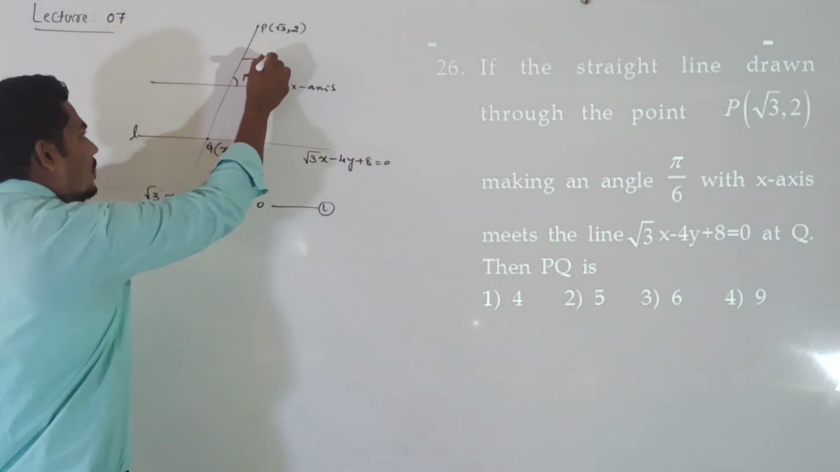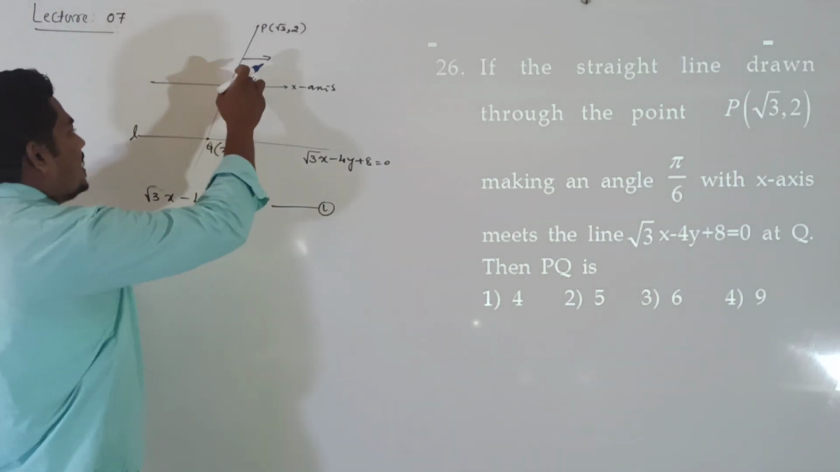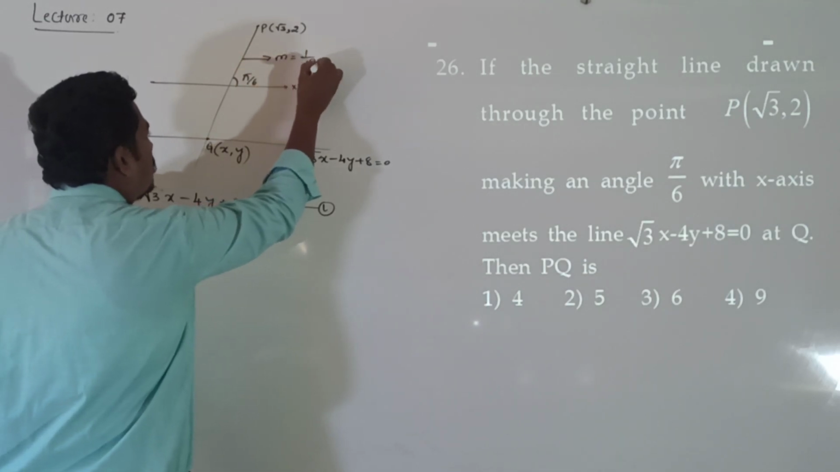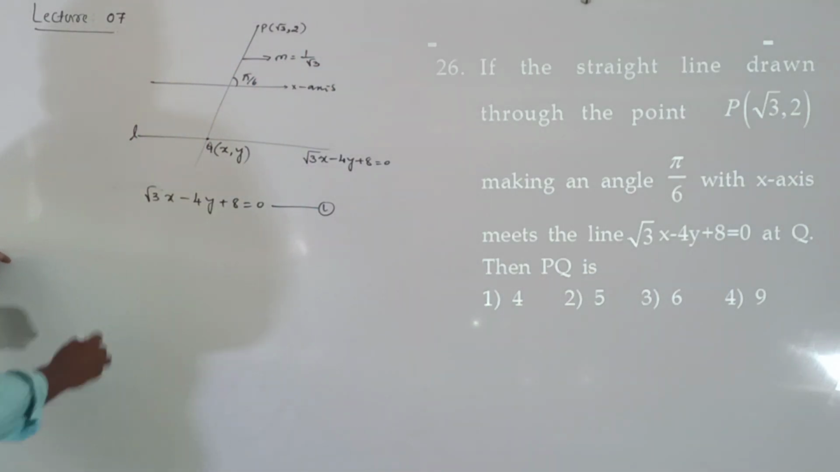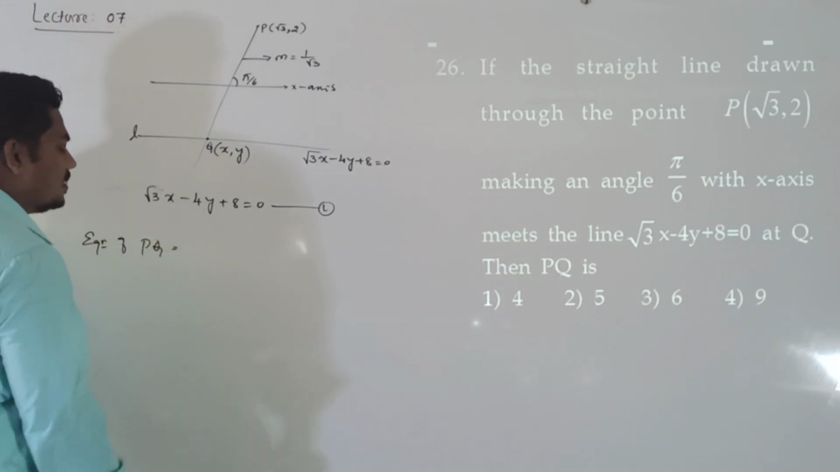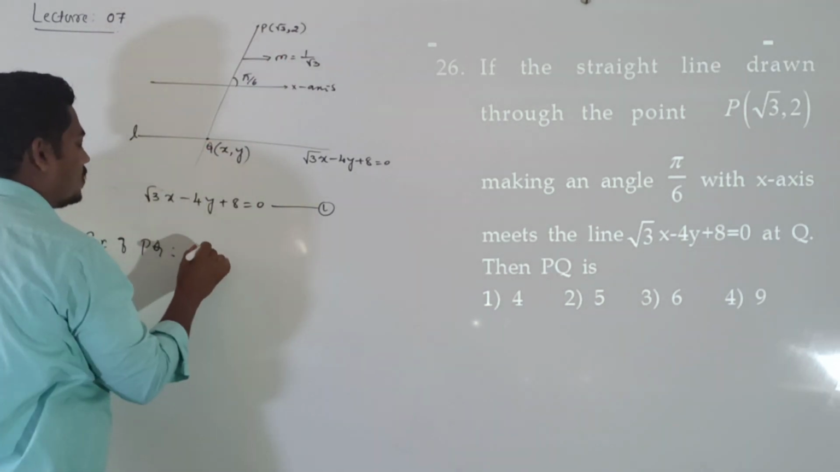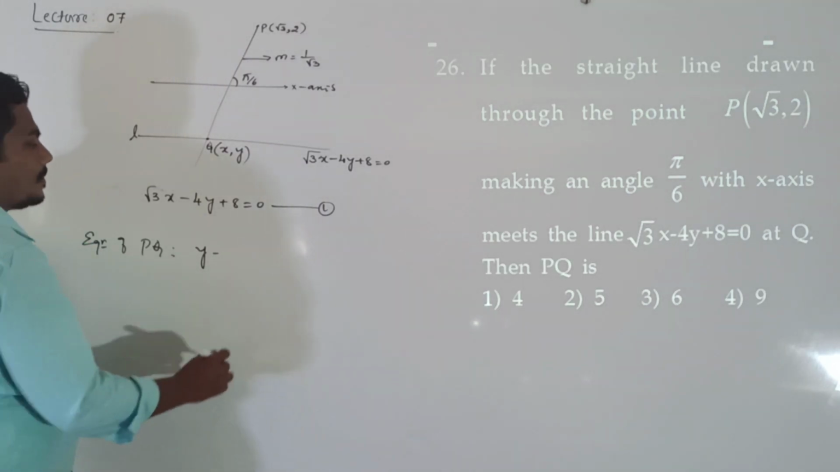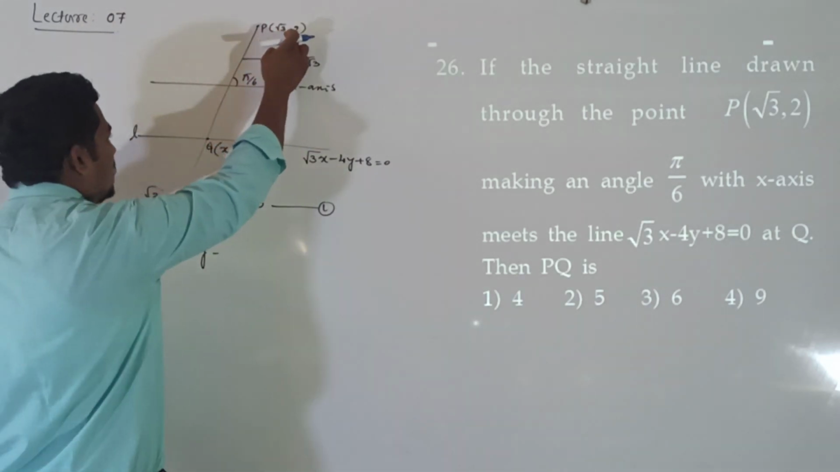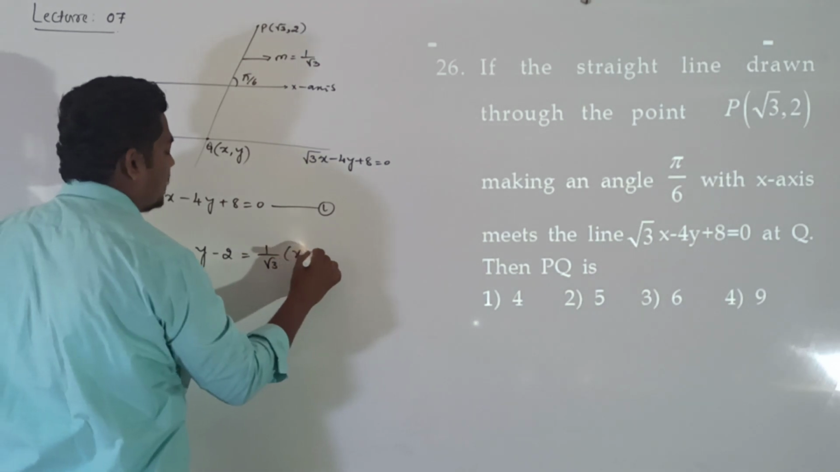We need the equation of PQ. Tell me, what is the slope of the PQ line? The inclination of the PQ line is given. Inclination is pi by 6, then its slope is 1 divided by root 3. Now write its equation. The equation of PQ is just by using the slope and point formula. y minus y1, this point is (x1, y1), right? y minus 2 is equal to 1 divided by root 3 into (x minus x1).